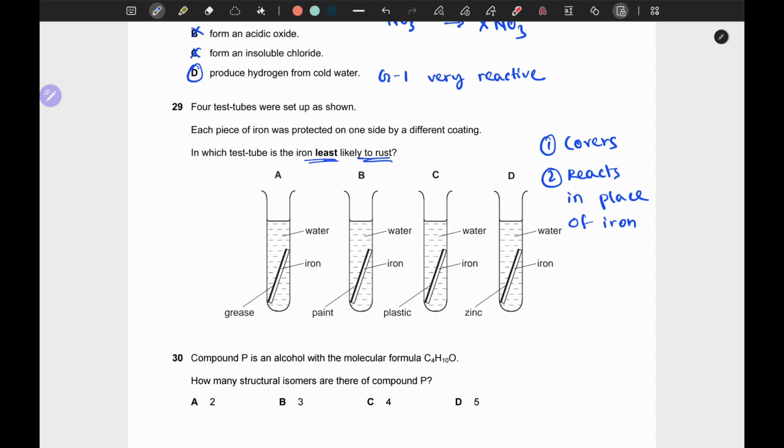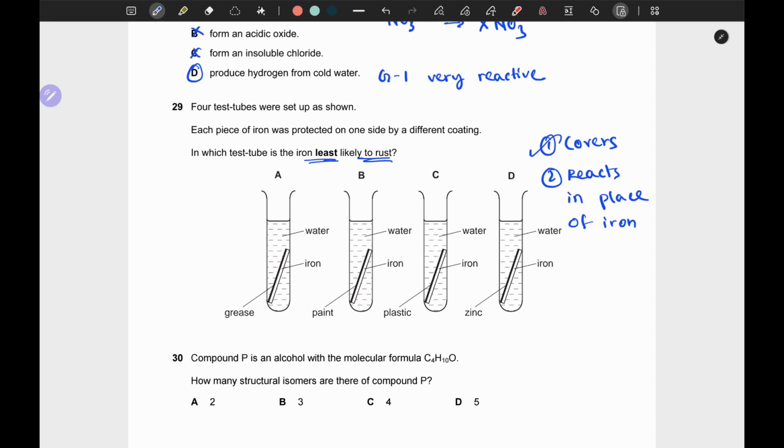So let's look at A. We have grease over here on top of iron, and it's underwater. So the thing is, if the grease all falls down, or if the grease gets removed from any one portion, then the entire iron would react. And the same logic applies for B and C. At any point, if the grease, paint, or plastic is removed, then the entirety of the iron becomes exposed and it will react. But at D, it's covered with zinc.